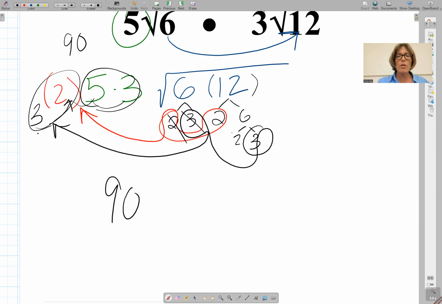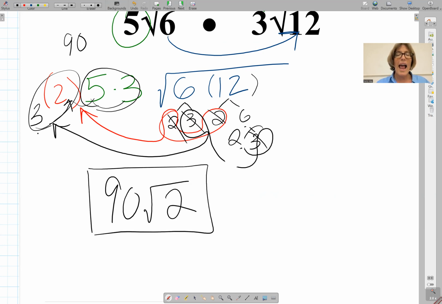So we got rid of a pair of 2s and rid of a pair of 3s. So what was left was this 2 right here. And so it's going to be 90 root 2 would be your correct answer. After you factor, the key to multiplying is to not multiply. It's to factor.